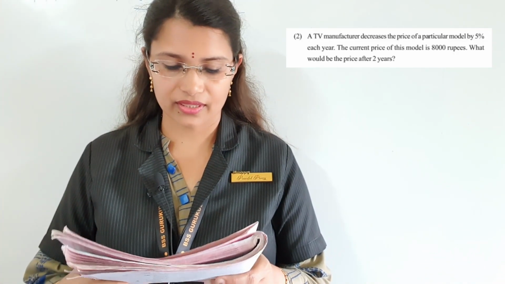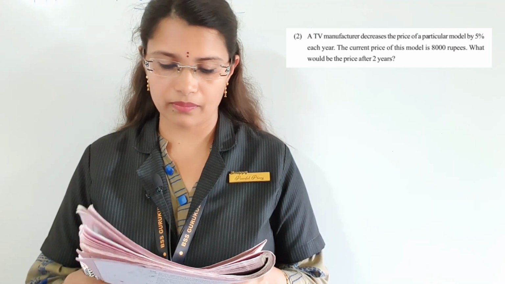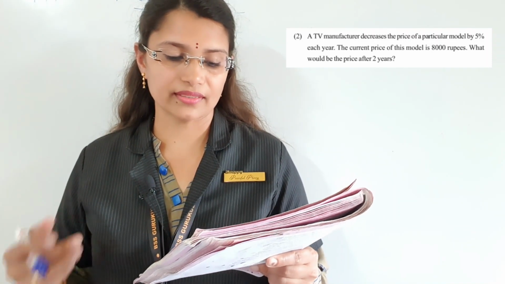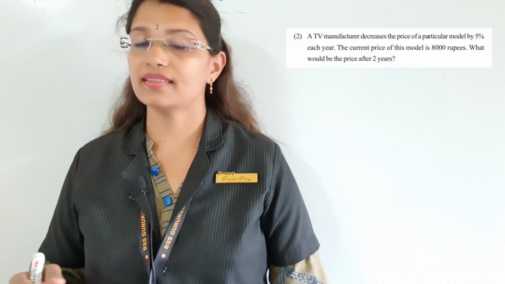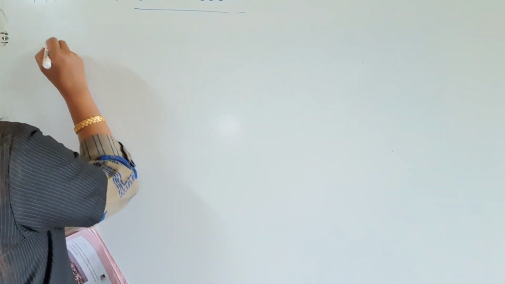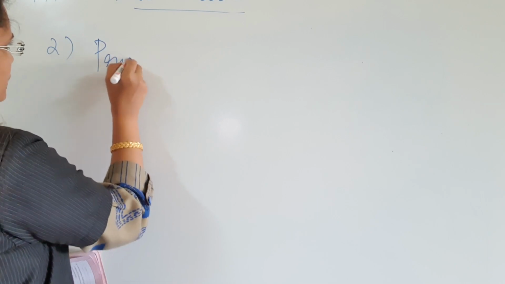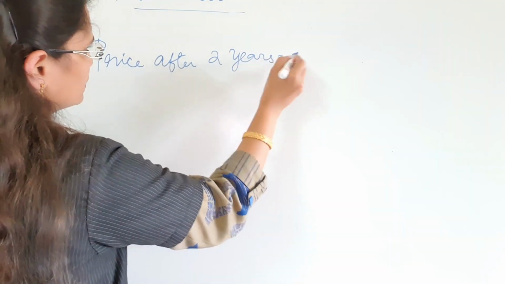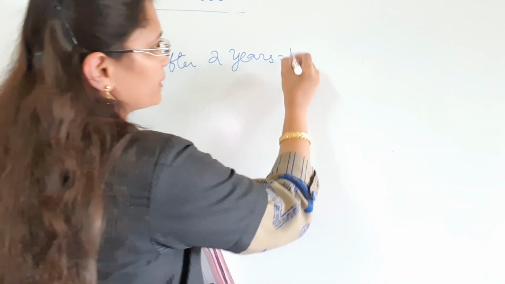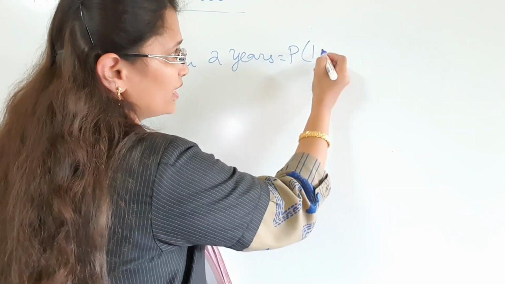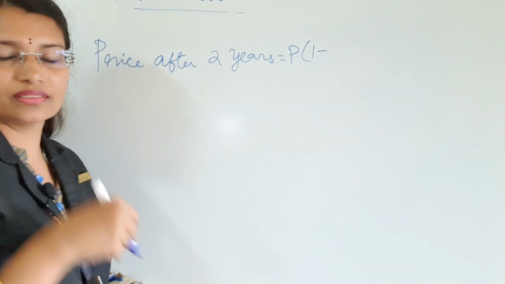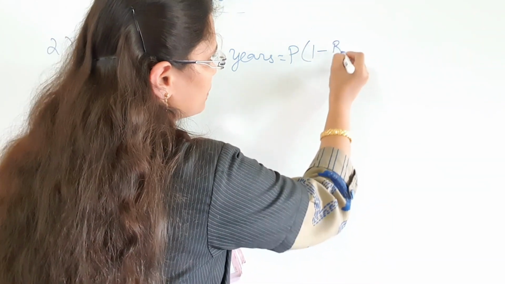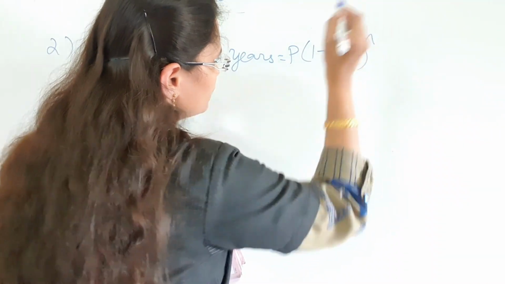Children, second question. A TV manufacturer decreases the price of a particular model by 5% each year. Here it decreases. The current price of this model is 8,000 rupees. What would be the price after 2 years? So, price after 2 years is equal to, what is the formula, children? P into, here the only difference is minus. Why? Because this decreases every year, right? So, 1 minus R by 100 whole raised to n.